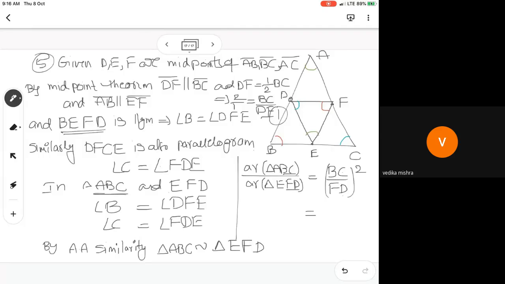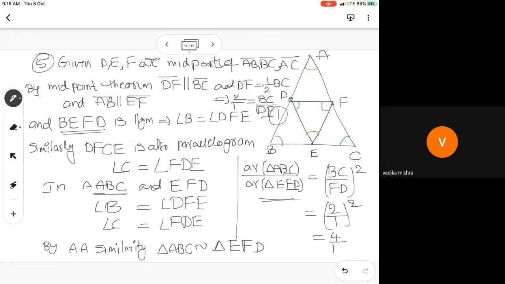So here BC by DF or FD, both are the same because FD and DF are the length of the line segment. If you name it in any way, that doesn't matter. Okay. So you are going to get this as 2/1 whole square. So 2/1 whole square is nothing but 4/1. So therefore the ratio of these two triangles.